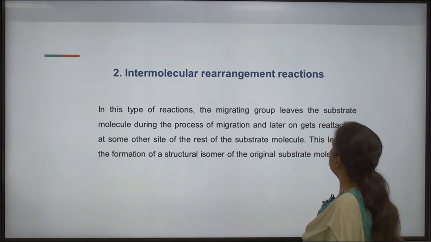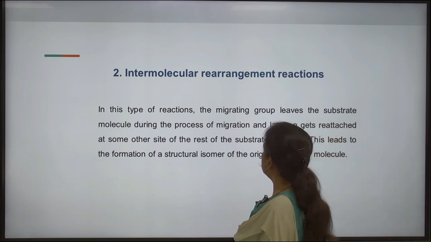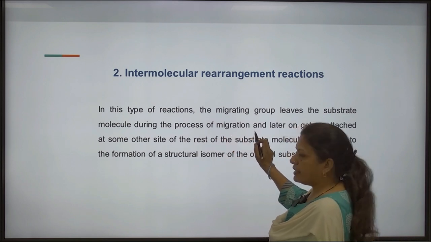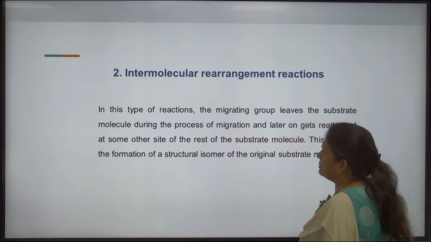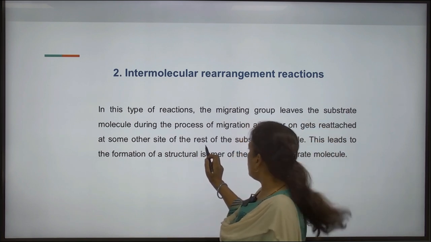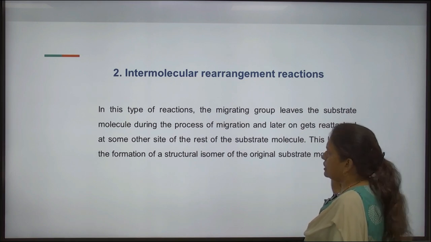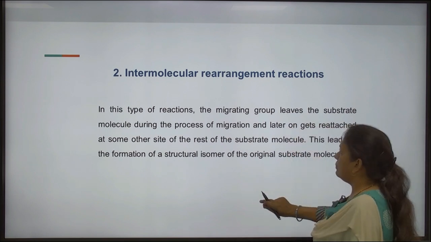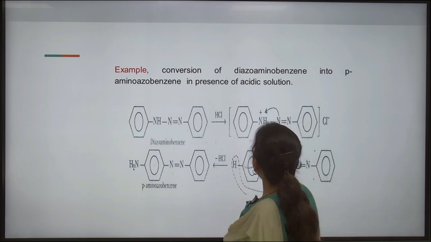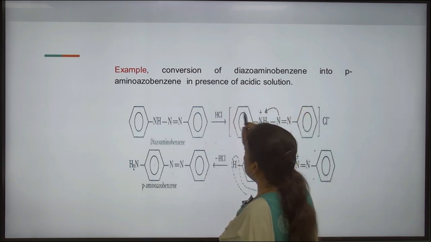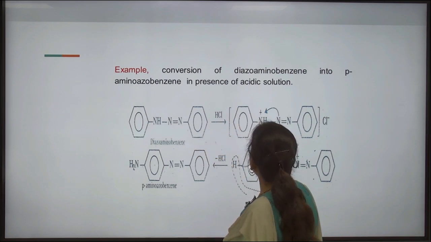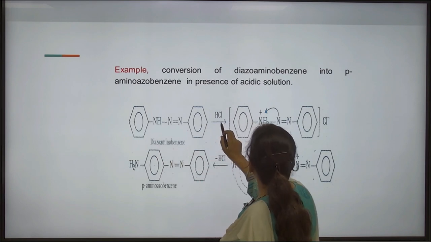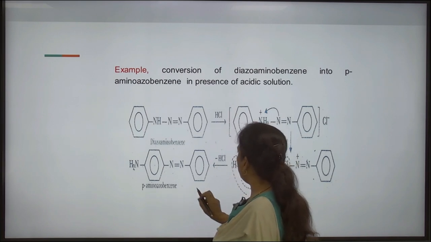Intermolecular rearrangement reaction. In this type of reaction, the migrating group leaves the substrate molecule during the process of migration and later on gets reattached at some other site of the rest of the substrate molecule. This leads to the formation of a structural isomer of the original substrate molecule. Example, conversion of diazoaminobenzene into paraaminoazobenzene in presence of acidic solution. This reaction shows conversion of diazoaminobenzene in presence of acidic solution giving paraaminoazobenzene.